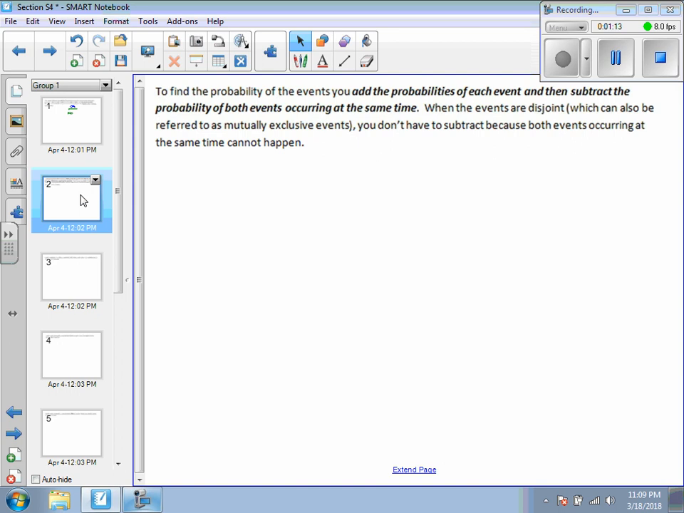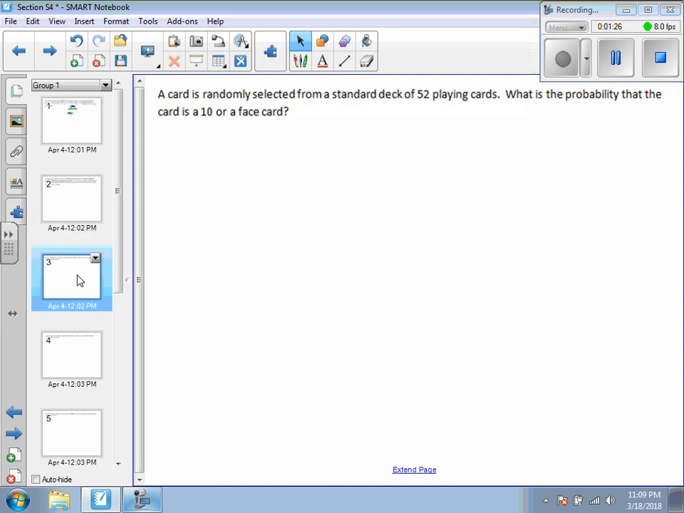When your events are disjoint, which can also be referred to as mutually exclusive, you don't have to subtract, because both events occurring at the same time cannot happen. As we go through these problems, you're going to see this come into play. We're going to be spending a lot of time taking a look at cards. For example, a card is randomly selected from a standard deck of 52 playing cards. What is the probability that the card is a 10 or a face card?